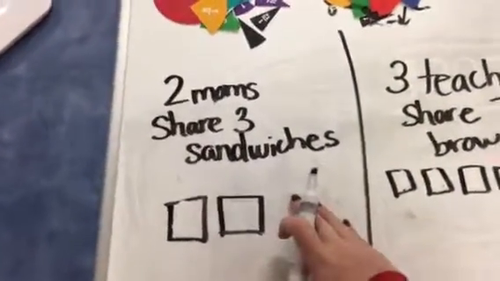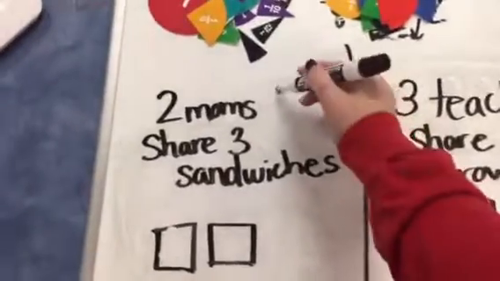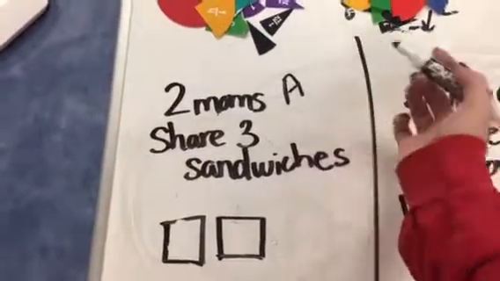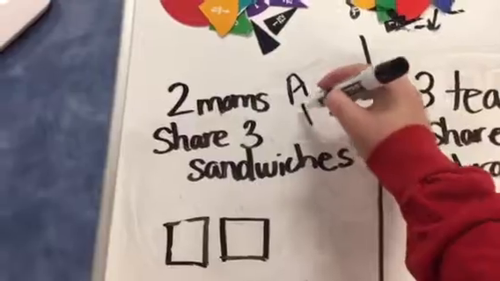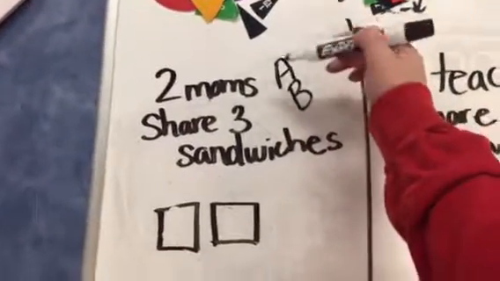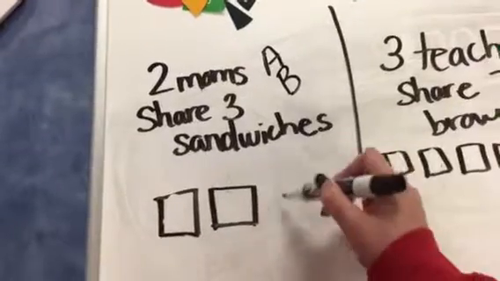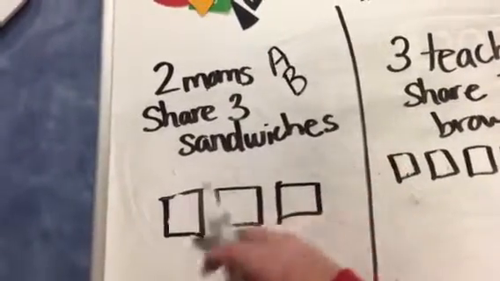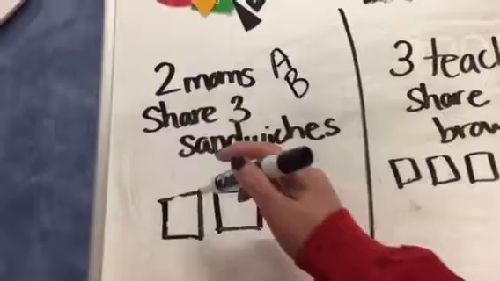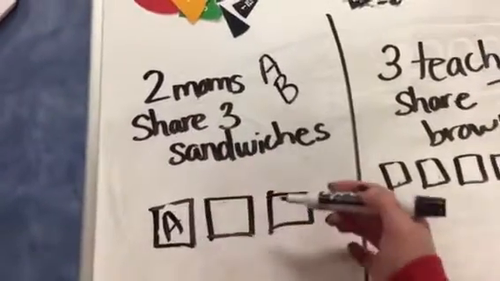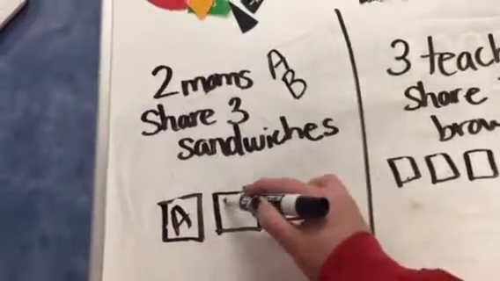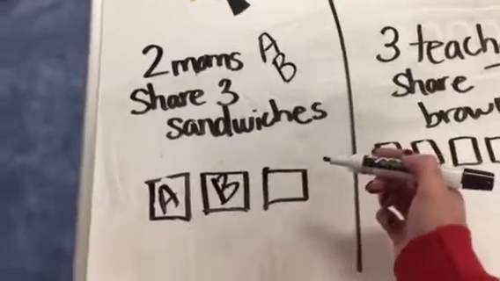Let's say there's two moms. We'll call one mom A. My mom's name is Angela, so we'll call one mom A, and let's call one mom B, Brenda. So let's say our two moms are Angela and Brenda, and they're sharing 3 sandwiches. So here's their 3 sandwiches. You can give my mom one. Angela gets one, and let's say Brenda gets one.